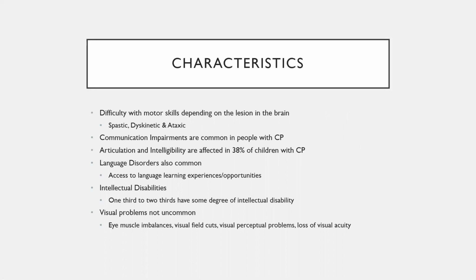So we do see some different characteristics. Difficulty with the motor skills is going to depend on the lesion in the brain. Typically there are two main groupings, which is spastic or non-spastic. Each has multiple variations, and it's also possible to have a mixture of both types, but I want to keep this simple because it's not a course on CP, it is about AAC.